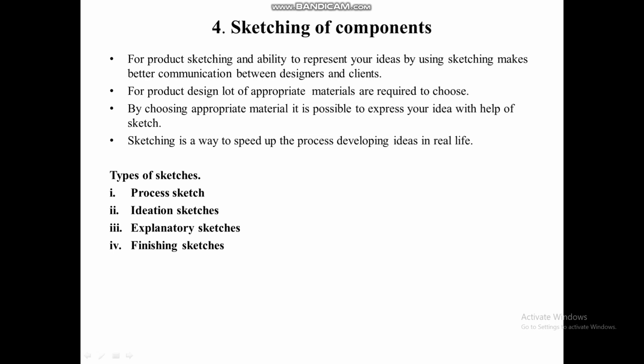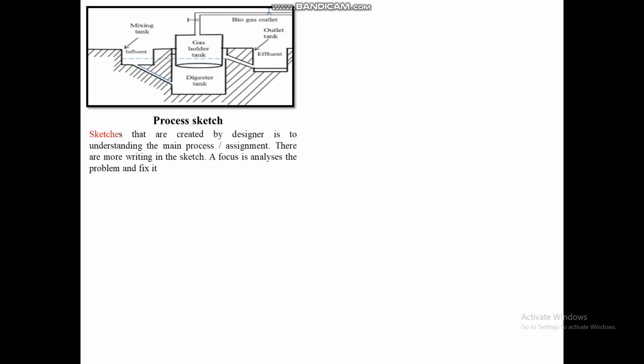There are four types of sketch. First one is the process sketch. The process sketches created by the designer are to understand the main process or assignment. There is more writing in the sketches. The focus is to analyze the problem and fix it. This is the process sketch of a biogas plant.